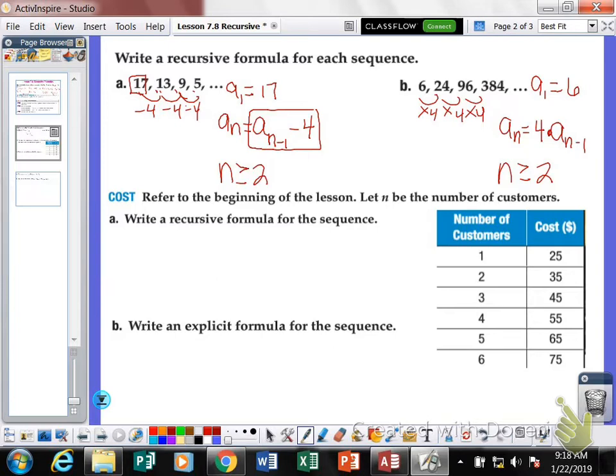All right, refer to the beginning of the lesson. Let n be the number of customers. So there we go. There's my table of values, 1, 2, 3, 4, 5, 6 customers, and then the cost. Write a recursive formula for the sequence. So again, recursive. I've got to see what's going on here.